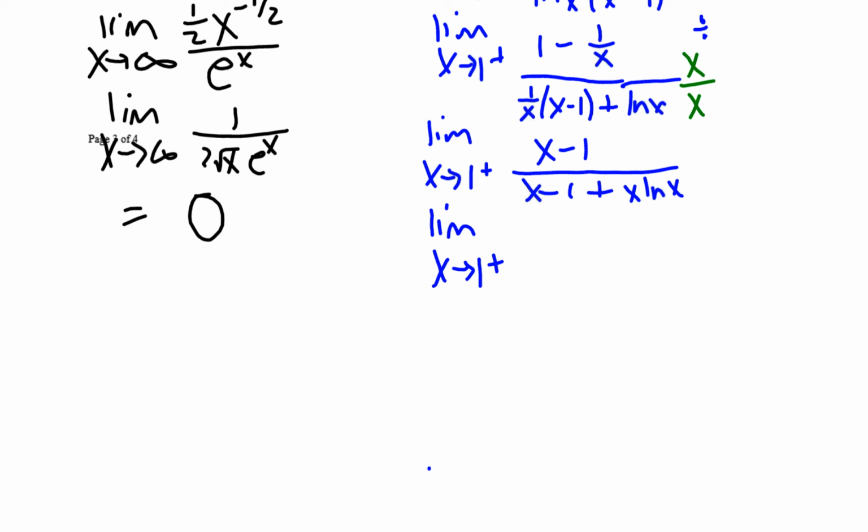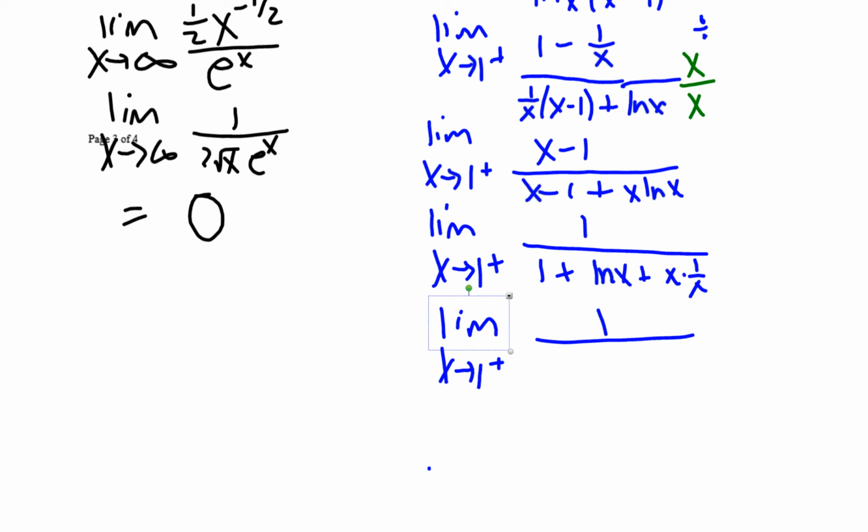So let's try L'Hopital's rule again. 1 over 1 plus product rule, ln x plus x times 1 over x, which is just 1. So that's 1 over 1 plus ln x plus 1. Plug in 1 from the right. Ln of x is approaching 0, so that ends up being 1 over 2, which I think was one of our first problems. I don't remember. Okay, on to the next one.